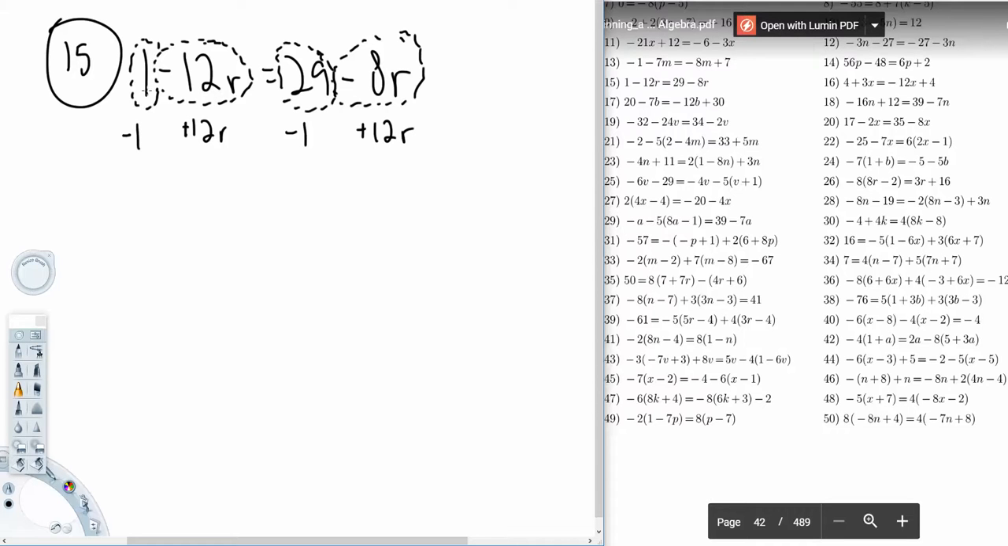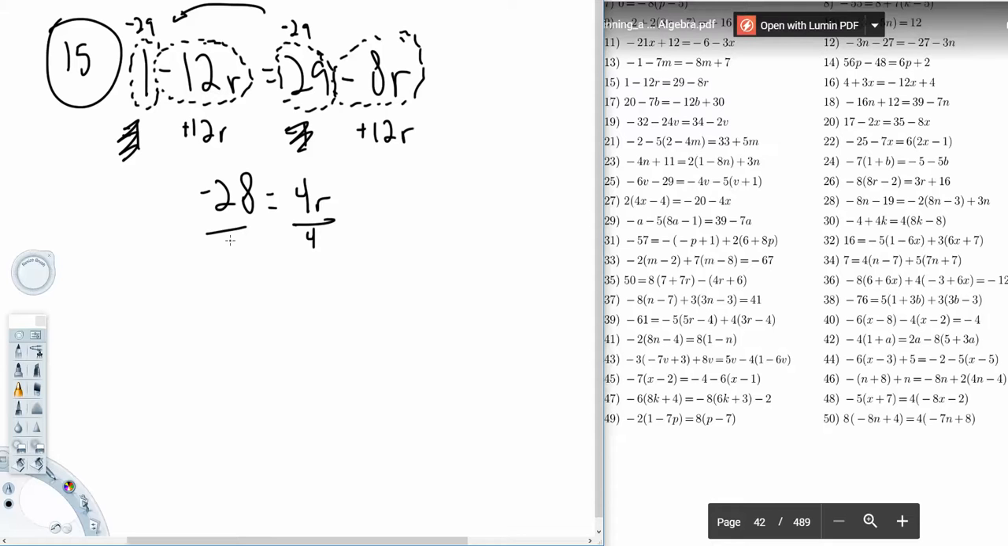So, actually, you know what I'm doing? I'm being an idiot. Do you see what I'm doing here? I'm tossing everything to one side, and I need to keep some things on the other side. So I'm going to destroy this. And here I'm going to do minus 29, minus 29, right? I'm going to get rid of this 29 and move it here. So I'm left with minus 29 plus 1 equals minus 28 equals minus 8 plus 12r equals 4r.